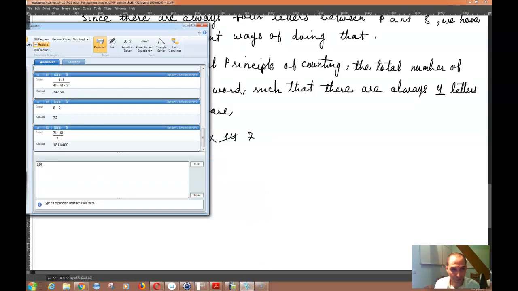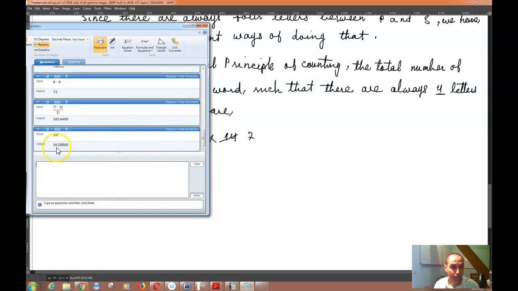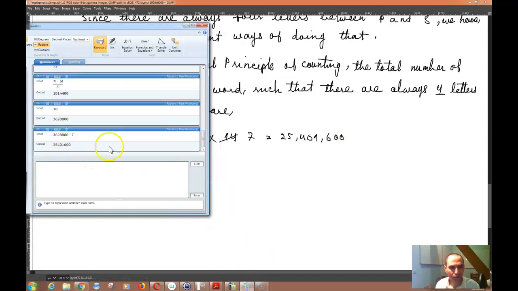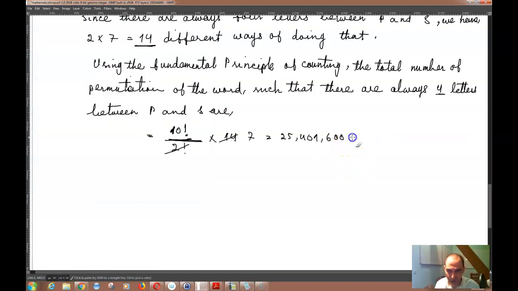I don't know what 10 factorial is: 3,628,800 times 7. So if I multiply this number by 7, I will get 25,401,600, which is the correct answer, of course.